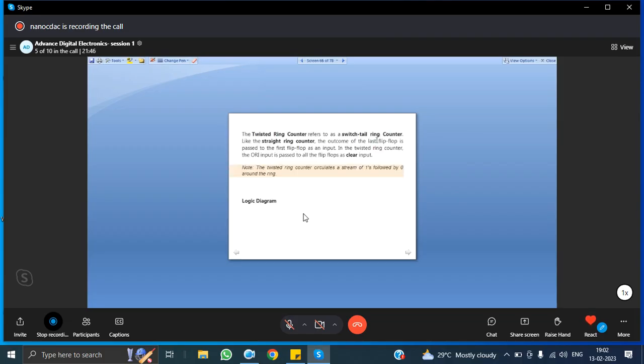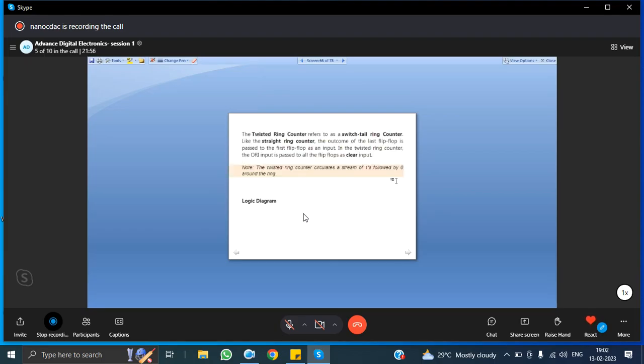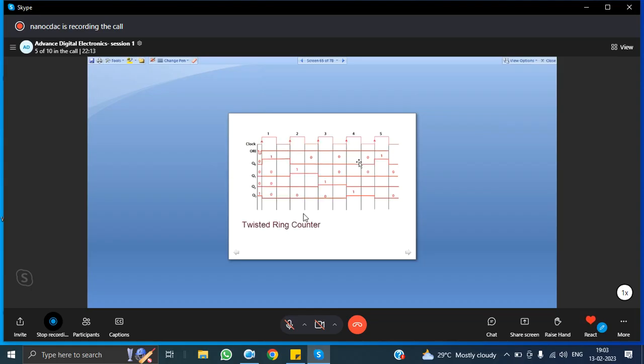The twisted ring counter is also called the switch tail ring counter. You can simply see here, this is also a ring counter, but the difference is that in the straight ring counter the output is fed back directly. The output of the last flip flop is passed to the first flip flop as an input. In the twisted ring counter, ORI input is passed to the flip flops as a clear input.